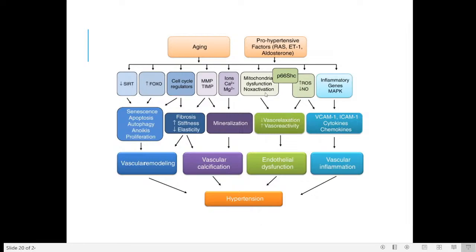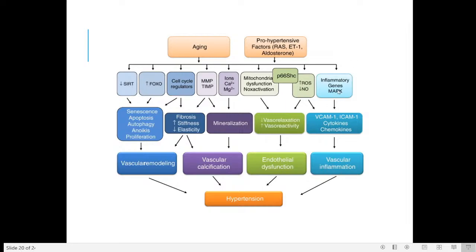Then mitochondrial dysfunction and NOX activation, ROS becomes higher and nitric oxide becomes low. That makes low vasorelaxation and high vasoreactivity, which affects the endothelial dysfunction.